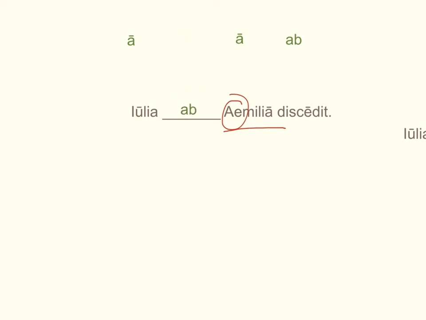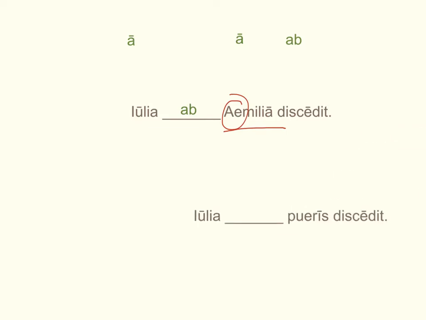So let's see if you can make this choice yourself. If we have a sentence like this, Julia blank Amelia discedit, which form are we going to use? Are we going to use a, or are we going to use ab? Well, because Amelia begins with a vowel, we're going to use the form ab. Julia ab Amelia discedit.